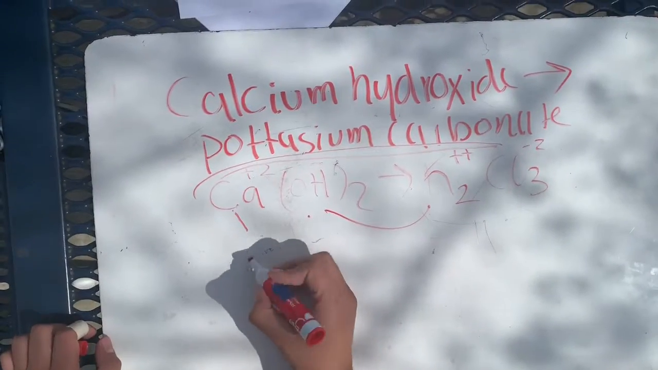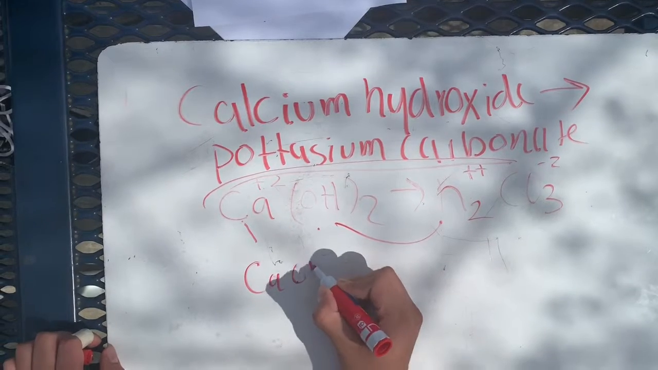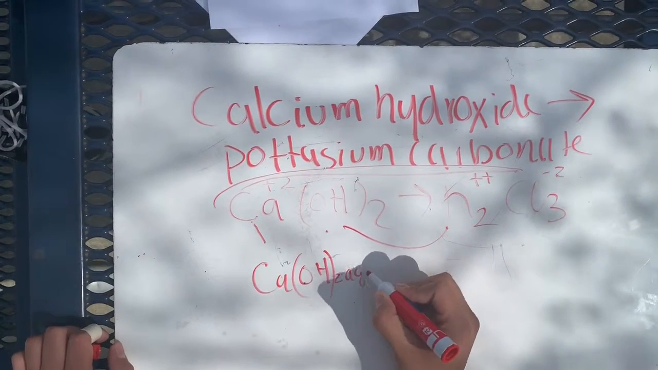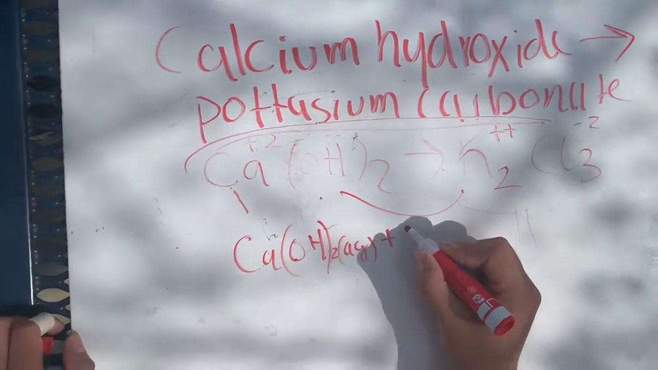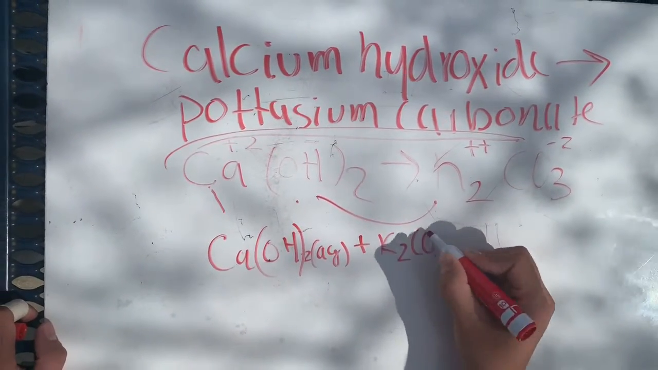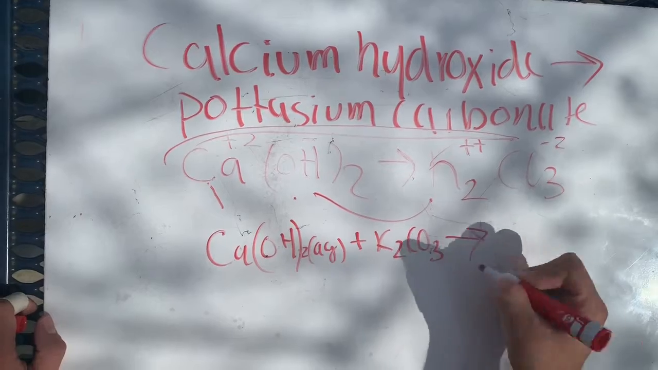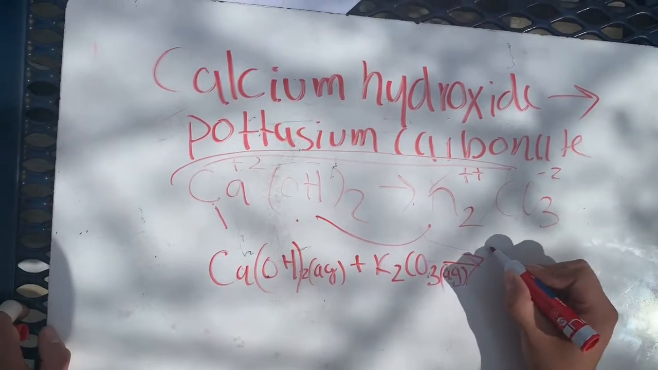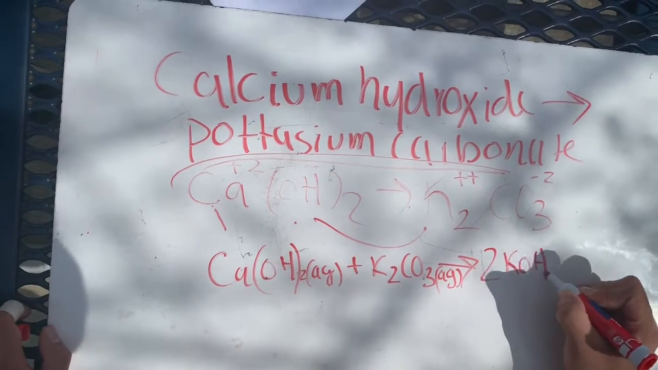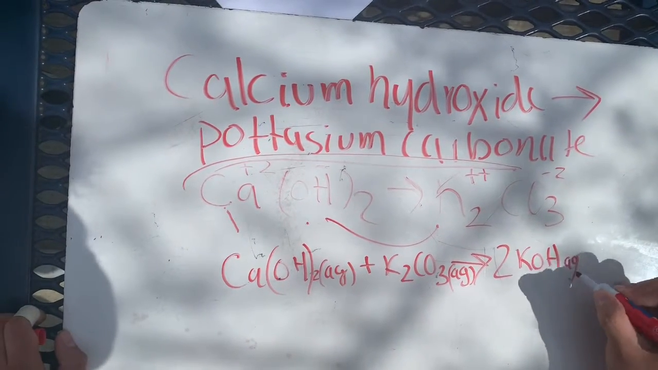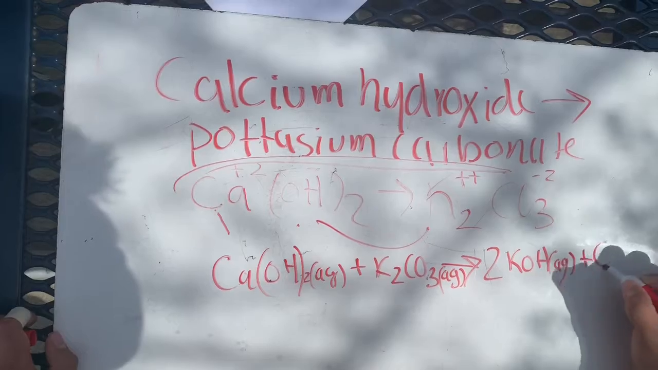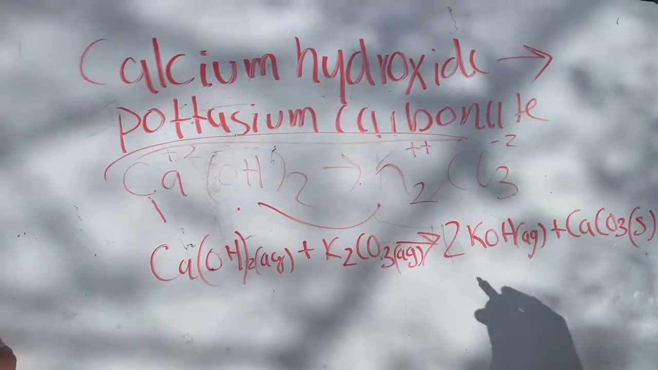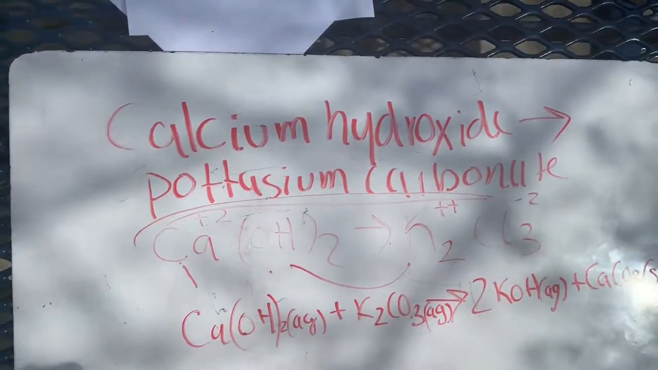We will get calcium hydroxide, which is aqueous, plus 2K, which is potassium carbonate, which is also aqueous, and 2KOH, which is also aqueous, plus calcium carbonate, which is our solid in our reaction.